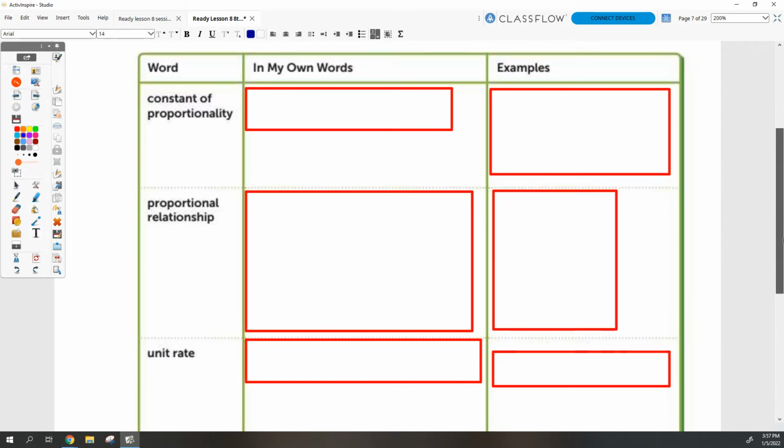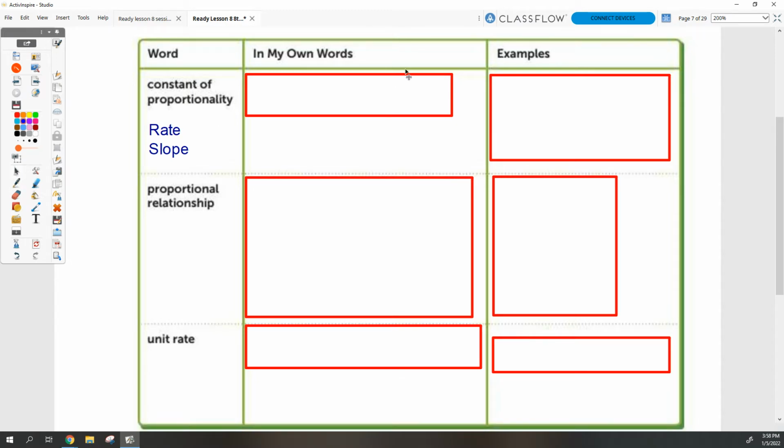So first, constant of proportionality. That is the same as rate or slope. So it's just called the constant of proportionality when it's a proportional relationship, but it's the same thing as rate or slope as we talked about before the break.